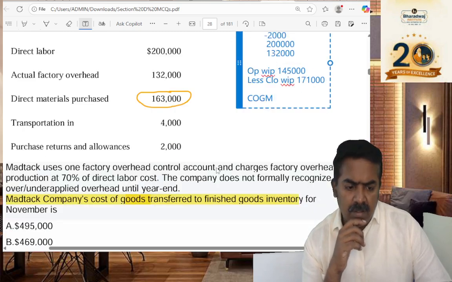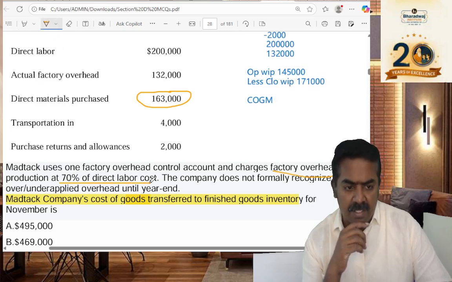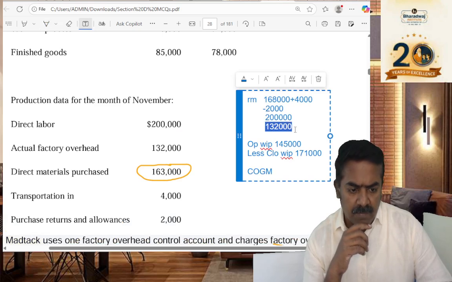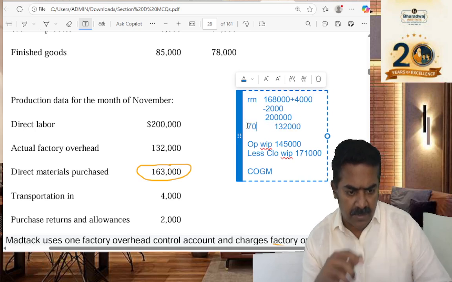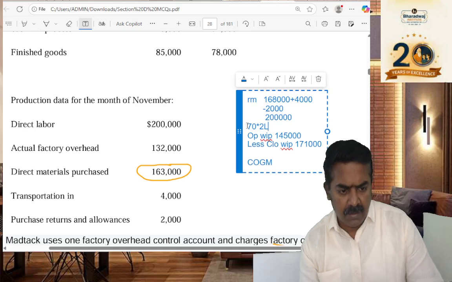Wait. Look at this. Does it change? Factory overheads are charged to production at what? 70% of labor cost. So here this will not be 1,32,000. This is 70% of labor cost. 70% of 2 lakhs will be 1,40,000.